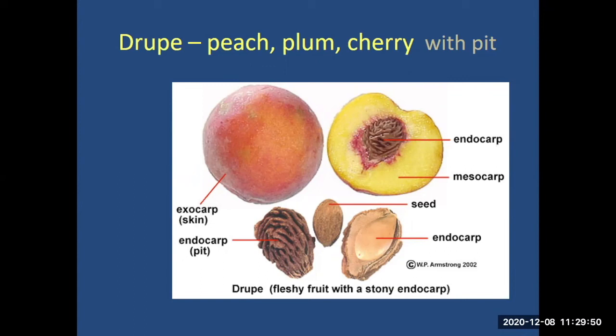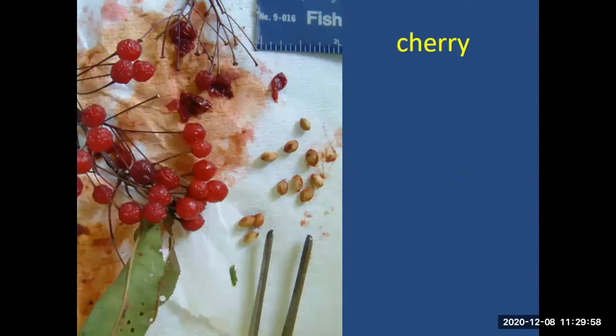The almond is a commercial seed that we eat. It has to be shelled out of the endocarp. Cherries, we don't eat cherry seeds particularly. And so cherries, you collect the fruits. Here's ripening cherry fruits, and you mash the fruits out on a paper towel. And here are the seeds then mashed out of the fleshy part.